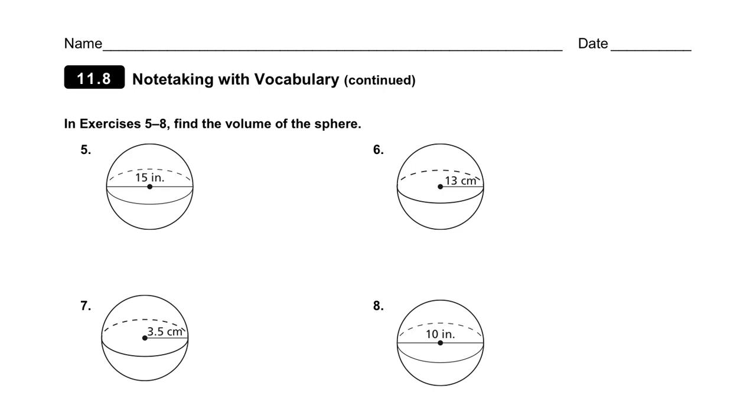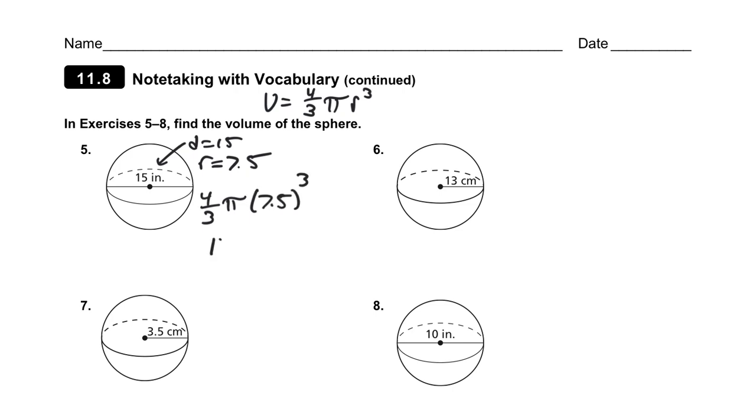Okay, number 5, now we're talking about volume. So volume is a little bit different. We get 4/3 pi times the radius cubed. Now, number 5 starts with the diameter. So we're going to have a diameter of 15. So the radius is 7.5. So I'm going to put 4/3 in the calculator. And then I'm going to say times pi times 7.5 cubed. Put that in the calculator, you get 1,767.1 square inches.